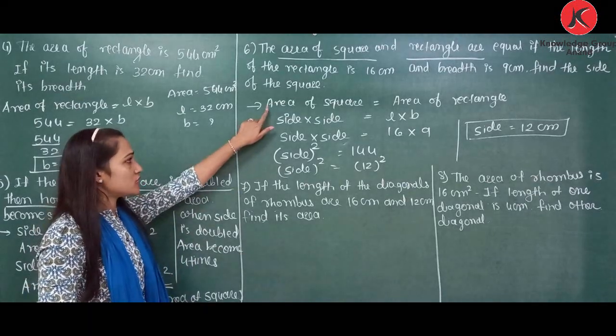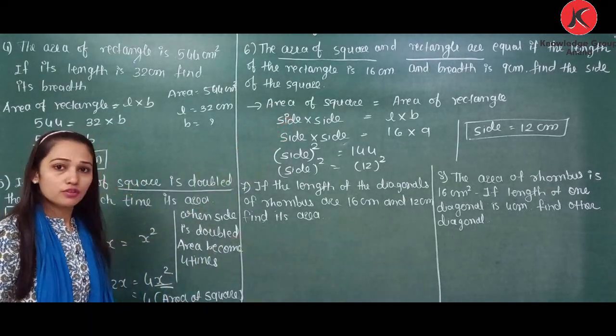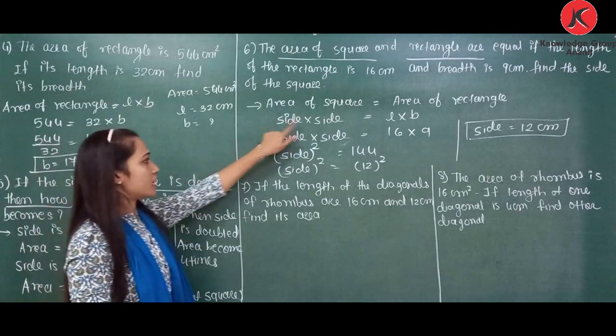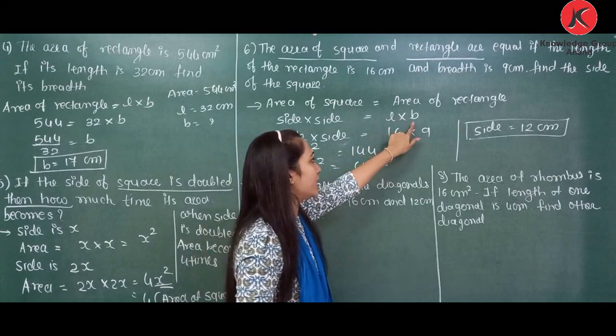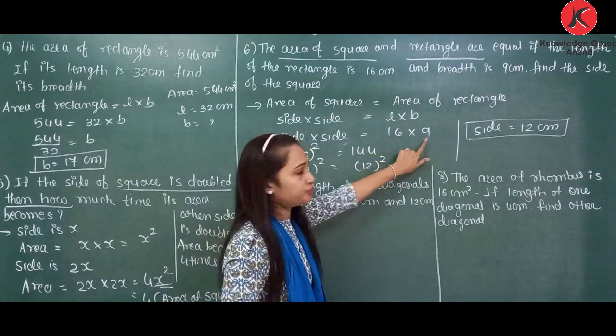Side will be 12 centimeter. Because in the first statement it is written area of a square is equal to area of a rectangle. Area of square is side multiply side. Area of rectangle is L multiply B. Length and breadth are given. So 16 multiply 9.